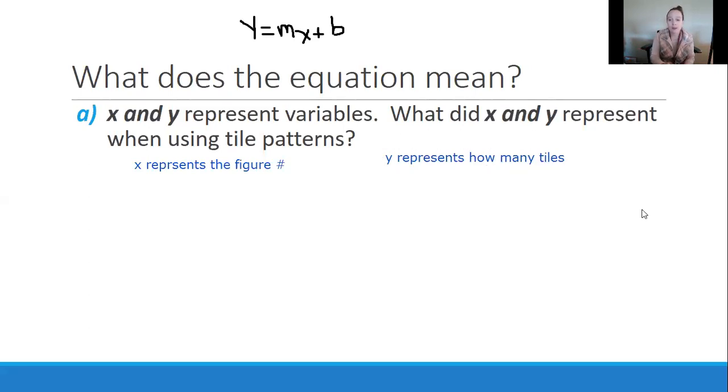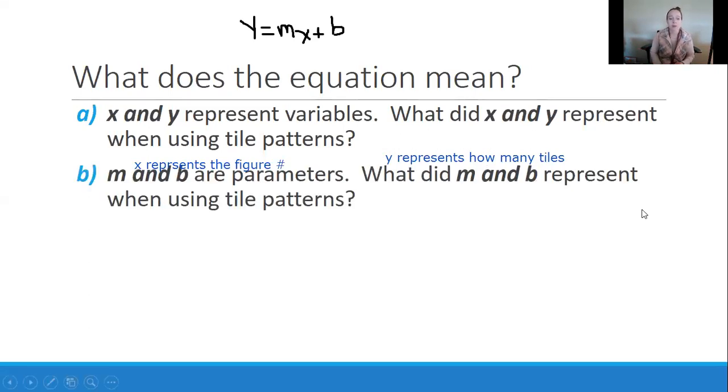So then what happens with this second question? Then what does the M and B represent in that equation? Well, those are what we call parameters. These never change. Variable means that it's varying, but a parameter never changes. So for that tile pattern, M and B are constant.